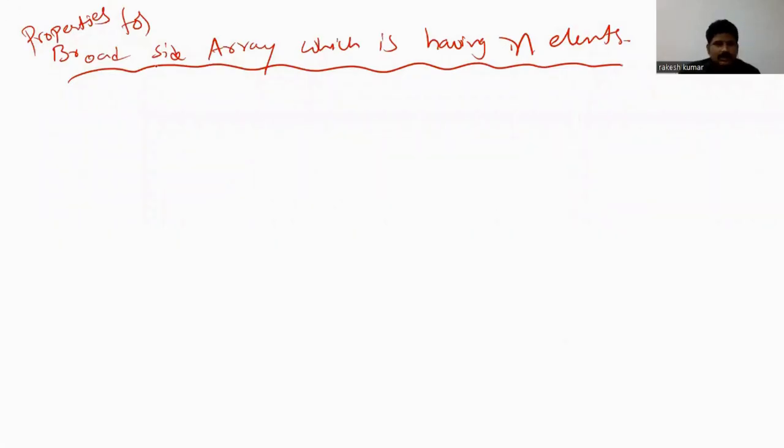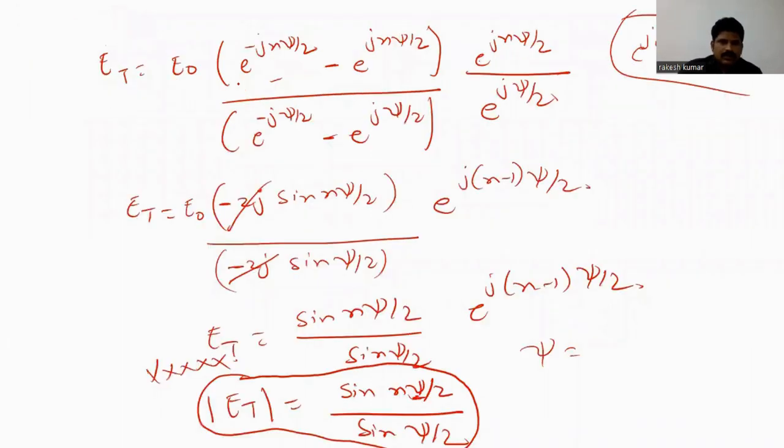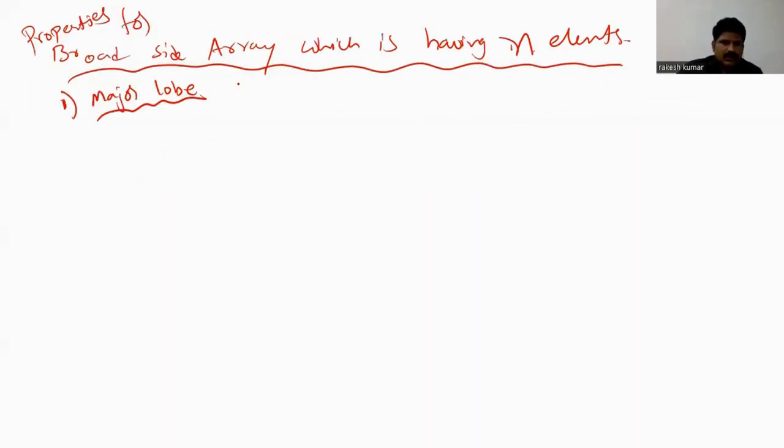So now let us see the properties of a broadside array of n elements. The first one is the major lobe. We get the major lobe when psi is equal to 0, which means when the phase difference is 0.